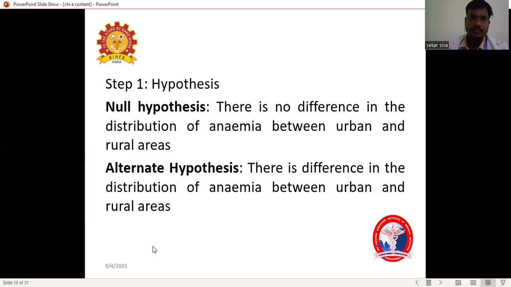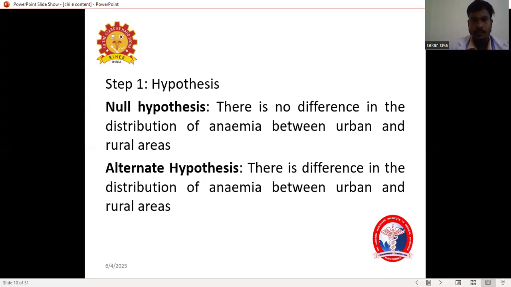Okay. And then first step, you have to make a hypothesis. So before going to hypothesis, what is a hypothesis? It is a tentative testable statement about the relationship between two or more attributes or variables. It is a statement made before the research is done.